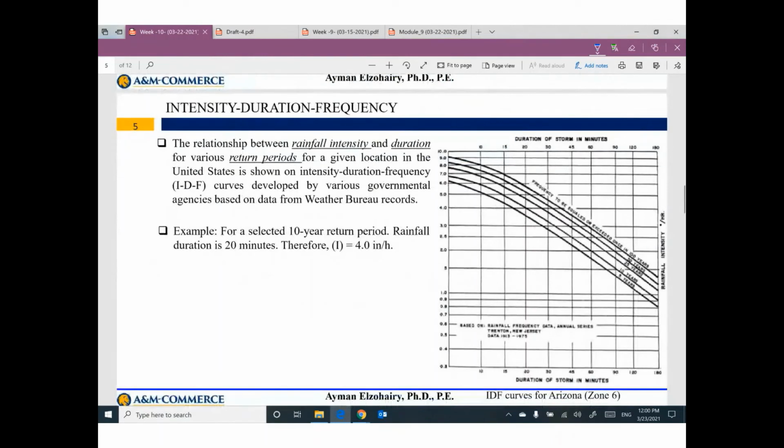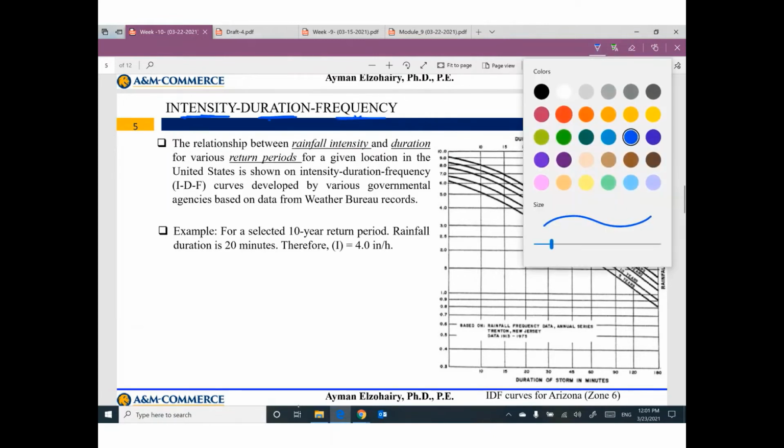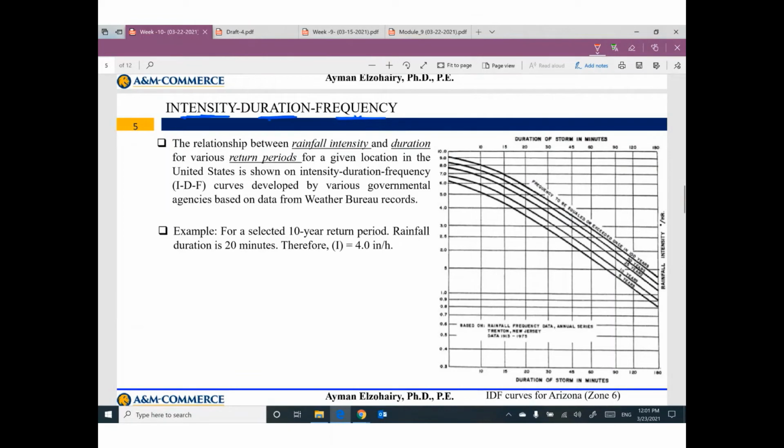The next term, or diagram, is called intensity duration frequency. Intensity duration frequency. For each city in the United States, we have this chart. For each city.